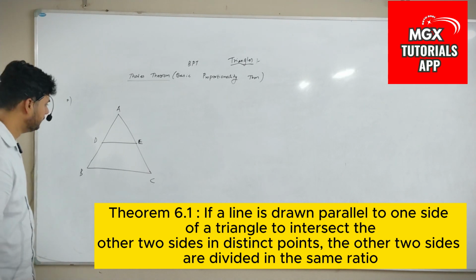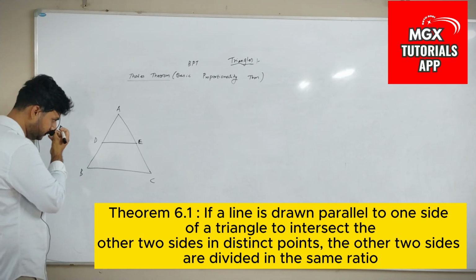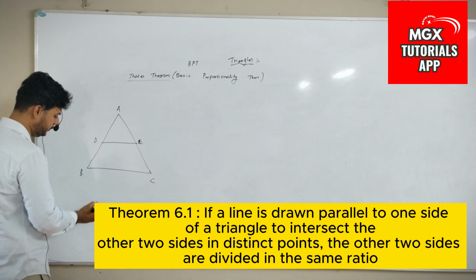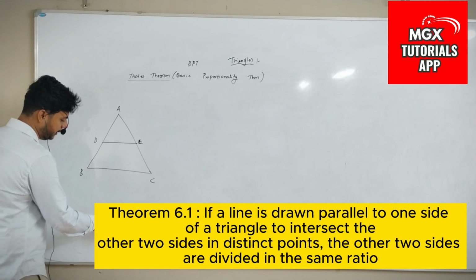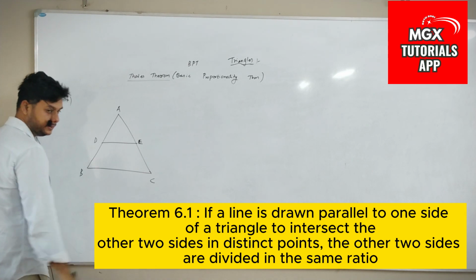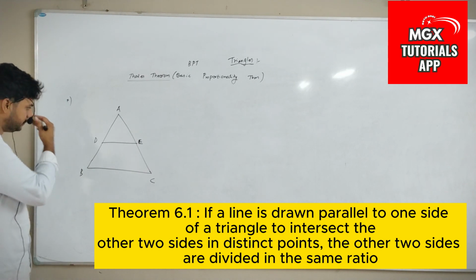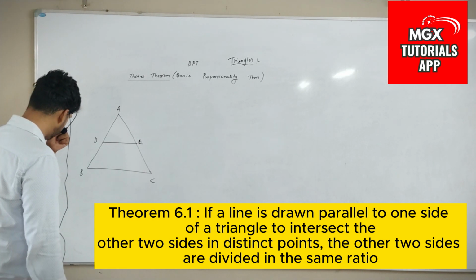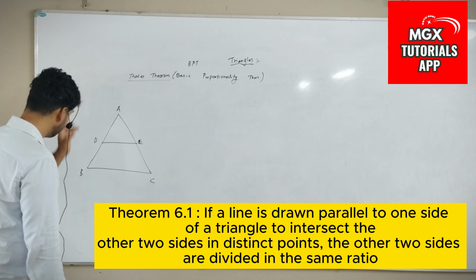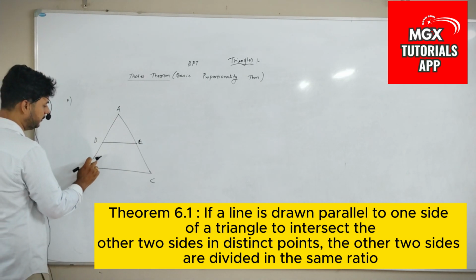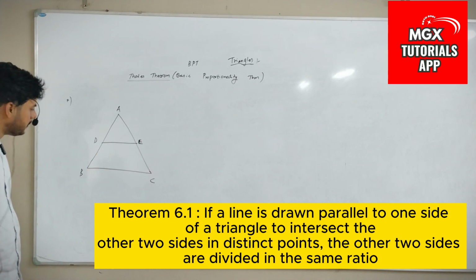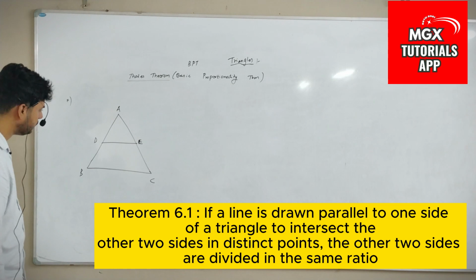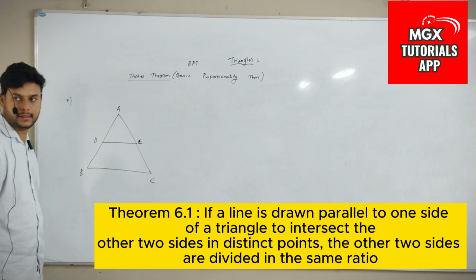Once again, read: if a line is drawn parallel to one side of a triangle. So I have drawn DE parallel to what now? Given, I have drawn DE parallel to BC, correct? Next, to intersect the other two sides in distinct points. So these distinct points are D and E. The other two sides are divided in the same ratio.